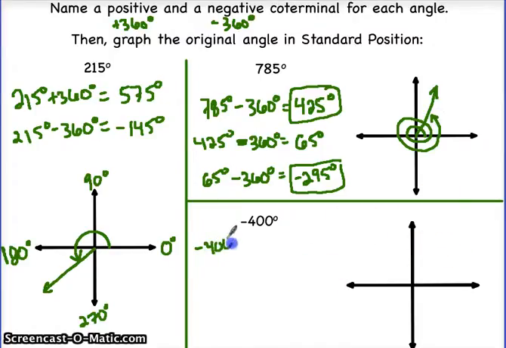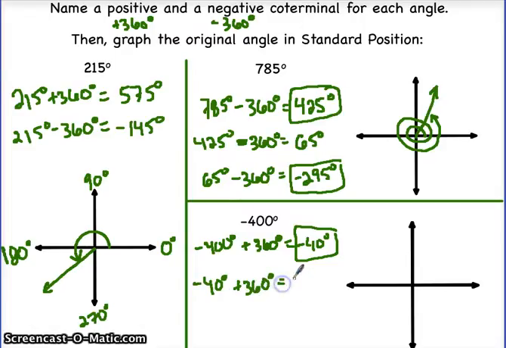Since negative 400 is already in the negatives, again, we can at least try adding 360, and notice we'll end up with a good negative coterminal angle already, so no need to actually subtract. And if we do that one more time, you can get your positive 320 degrees. There's a positive coterminal angle. And again, the negative 40 is fairly easy to use.